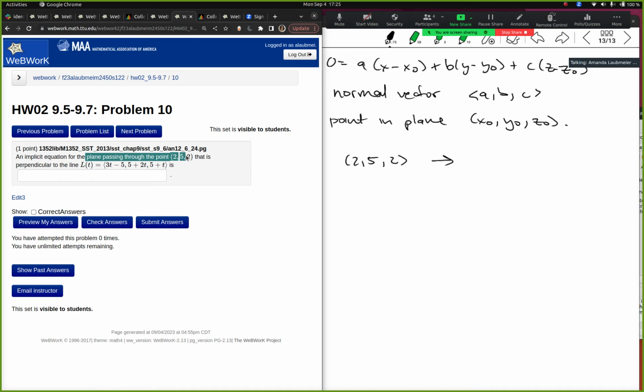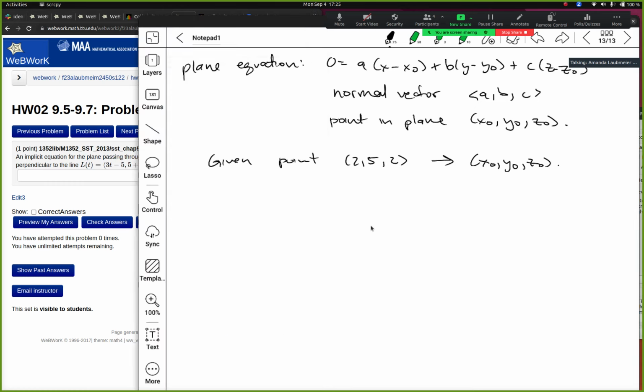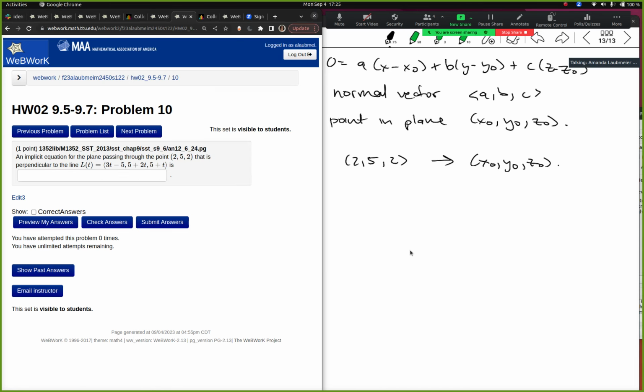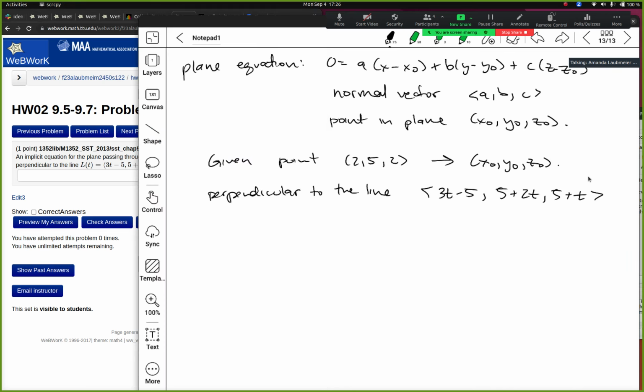So that part's pretty easy. I would just replace that with x0, y0, z0. We're also given, real quick, I'm going to copy down this, perpendicular to the line, 3t minus 5, 5 plus 2t, 5 plus t. Perpendicular means normal, so it should be normal to this line.